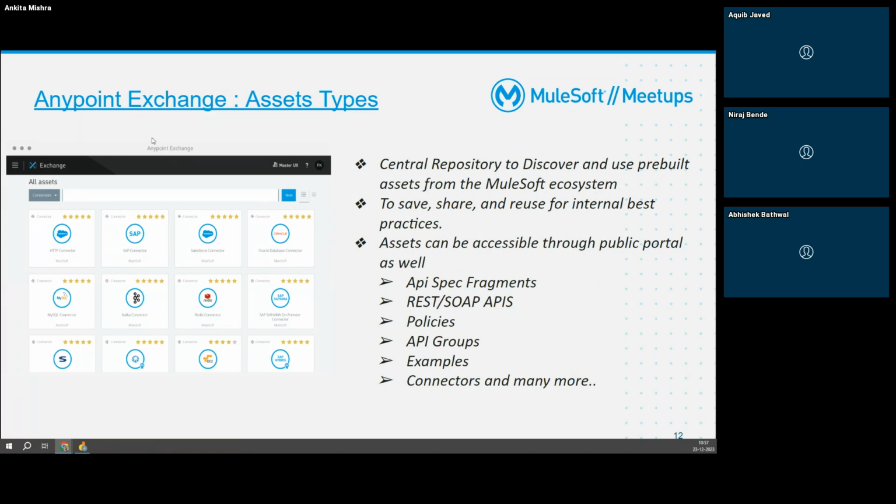Okay. Next is our Anypoint Exchange. So, what is an Anypoint Exchange? It is a central repository to discover and use pre-built assets from the MuleSoft ecosystem. So, it's just like a marketplace where all my assets, including APIs, policies, API groups, examples, connectors, everything is present at one place. Whoever would like to reuse any asset can simply go to Exchange and search for it. Okay, it helps us to save, share, and reuse internal best practices as well.